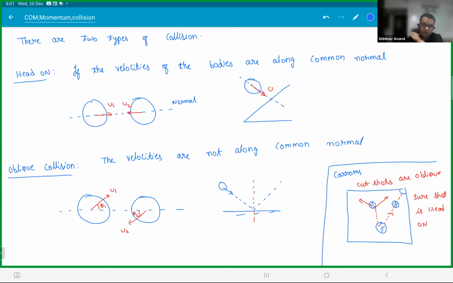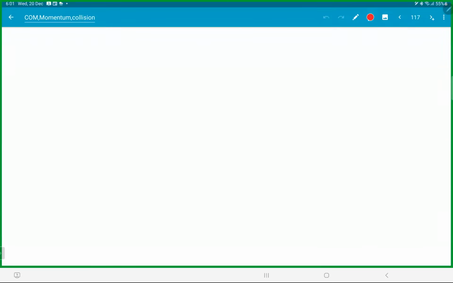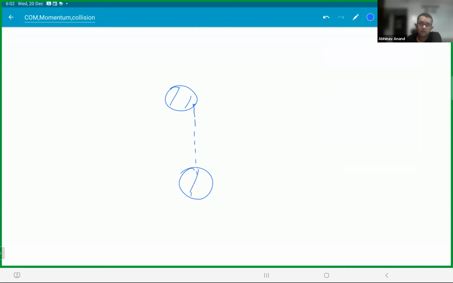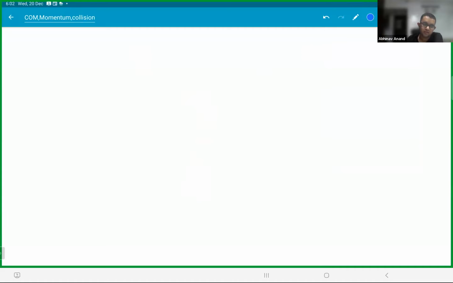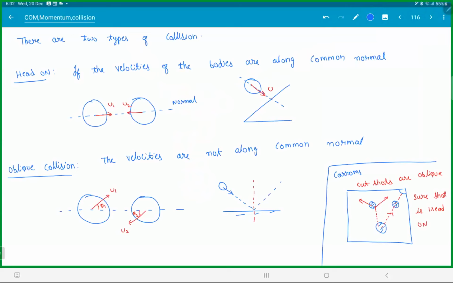Can you explain the cut shot again? You never played carom board? It's been a long time. That's the problem. You should play enough games to learn physics. So it's like this now. The coin is here. Instead of hitting straight, you just hit it at a slight angle. And the striker will go away like this. That is a cut shot, you should know if you're a carom player.